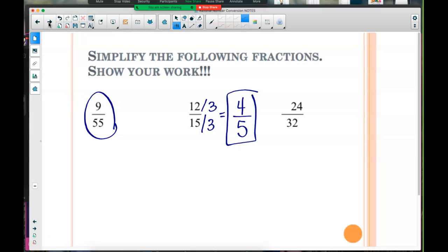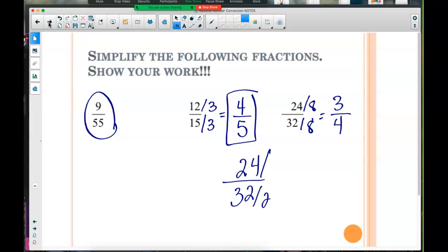And then 24 over 32. Some of you are not going to see 8 right away. Okay, I could divide these both by 8. 24 divided by 8 is 3. 32 divided by 8 is 4. Okay, however, you guys recognize that if I had this fraction, 24 over 32, can I divide them by 2? Yeah, so we could divide by 2 and have 12 over 16. Can I divide by 2 again? So I could divide by 2 again and have 6 over 8. Can I divide by 2 again?